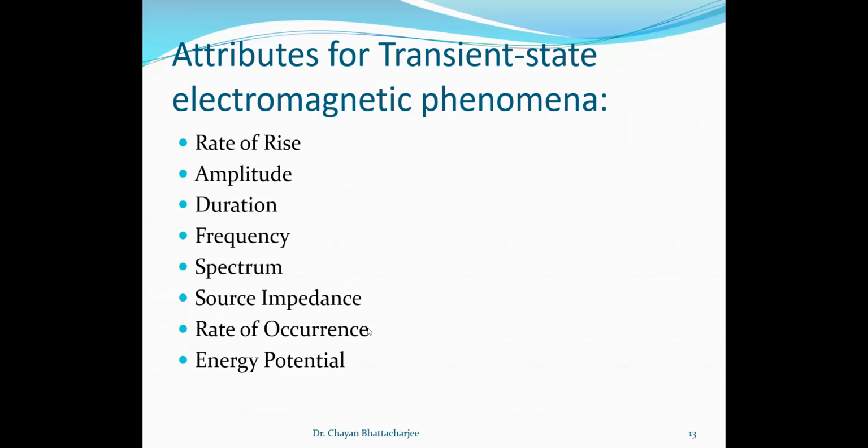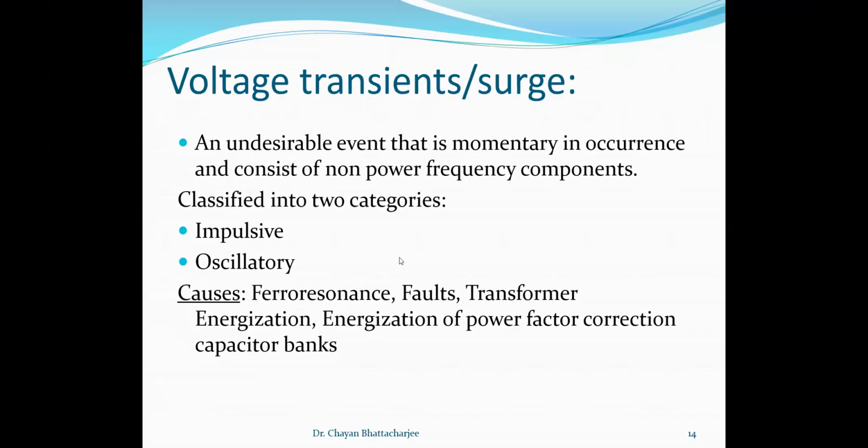So, source impedance and rate of occurrence. Rate of occurrence is also important: how fast these things are occurring in the case of a transient state phenomenon, or what is the rate. Say you study the last 1 week: how many transient voltage disturbances have we observed at that particular load location? That is very important. So these are the attributes that you have to see. Next, we will look at them in detail.